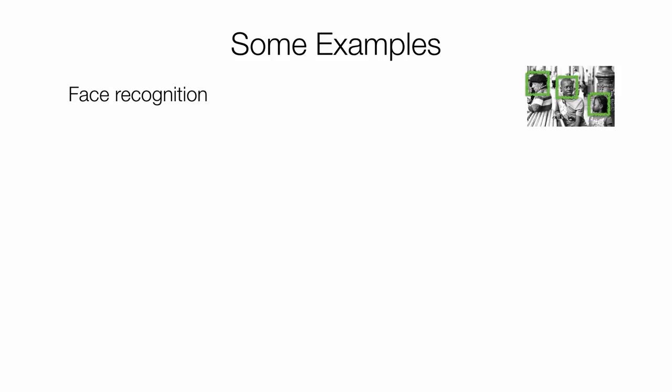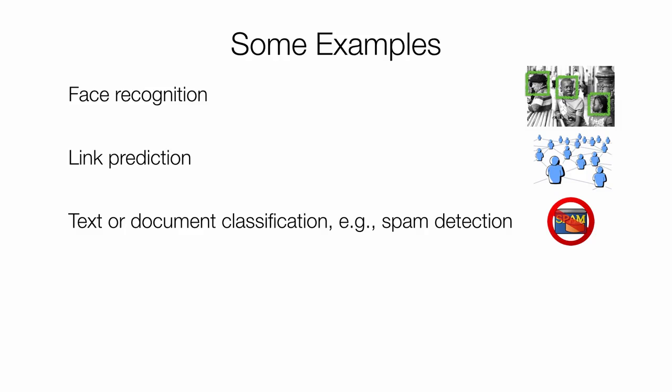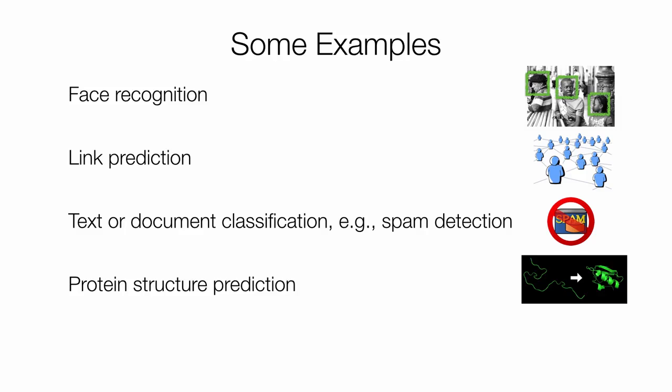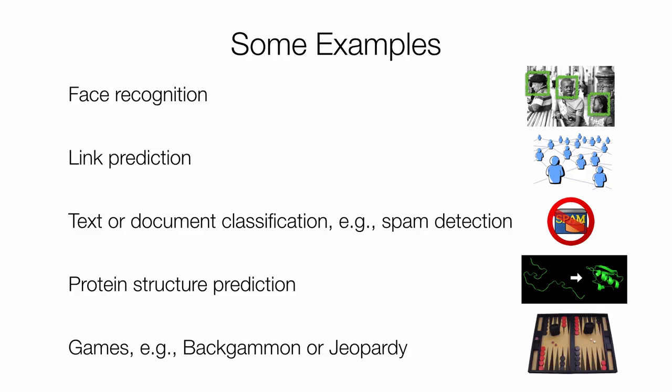linear algebra. Common examples of machine learning include face recognition, link prediction, text or document classification, for instance, spam detection, which is a canonical example of machine learning, protein structure prediction, or in other words, trying to predict a protein's 3D structure given its amino acid sequence, and teaching computers to play games, such as backgammon or Jeopardy.